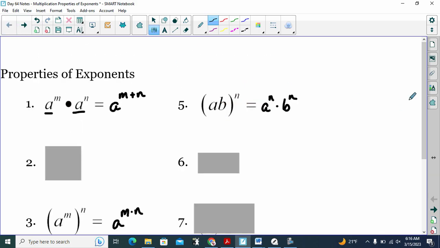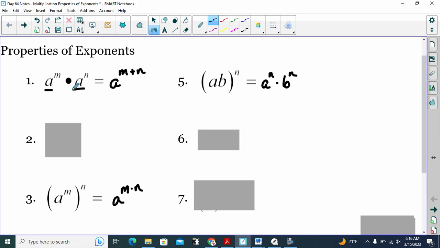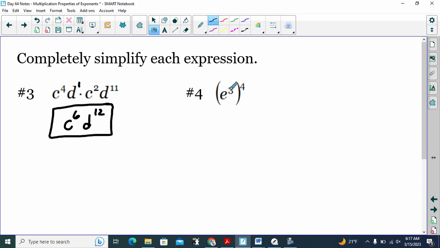Looking back at our list, it does not look like this first one that we've been using. It looks like this one here. Power of a power property. When that's the case, I multiply the exponents. E to the 3rd to the 4th, I do 3 times 4 is 12. It is e to the 12th.